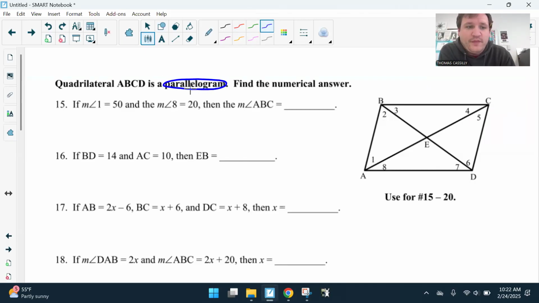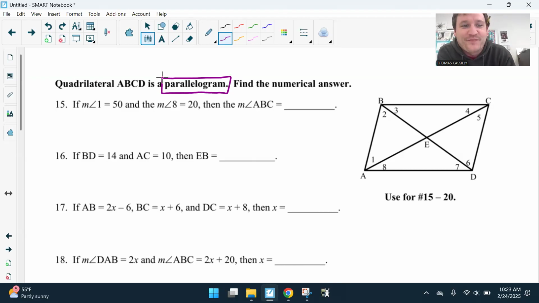We know it's a parallelogram. That means we get a ton of stuff for free, right? We know the opposite sides are congruent. The opposite sides are parallel. The diagonals bisect. The opposite angles are congruent. The consecutive angles are supplementary. So we get all of that stuff for free. All we have to do is read the directions, which you guys are not very good at. So please read your directions, okay?